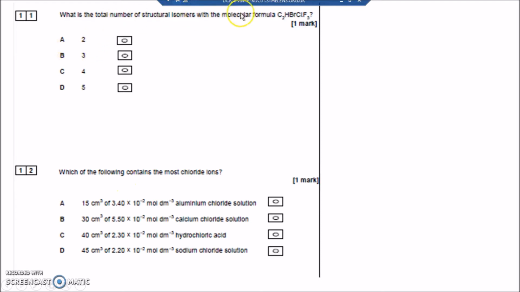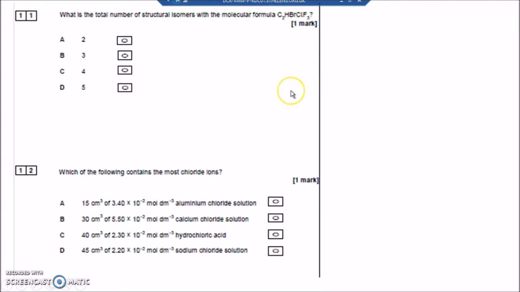What's the total number of structural isomers with the molecular formula C2H2BrClF3? So it's got 2 carbons. Each carbon will be joined by a single bond, and then each carbon has got 3 other bonds from it. So the 3 other bonds from each carbon, on the first carbon, then you could have any combination of H, Br, Cl and 3 Fs. Any 3 of those to go onto the first carbon, and then the remainder to go onto the second carbon.